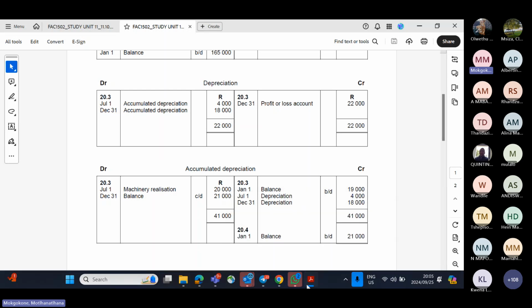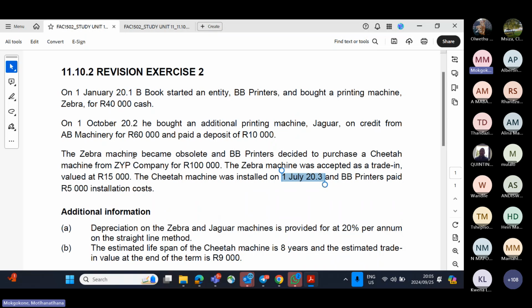Let me go here. The Zebra machine here, this machine was bought here and was traded in. The Zebra machine became obsolete. The machine was no longer in use. Then we traded in for the Cheetah machine on 1st of July. Then you will say 40,000 times 20%, because they are saying the Zebra machine is 20%, times January, February, March, April, May, June, times 6 over 12. Then they will get the 4,000 for the Zebra machine for the current financial period. And the other one was the 18,000.